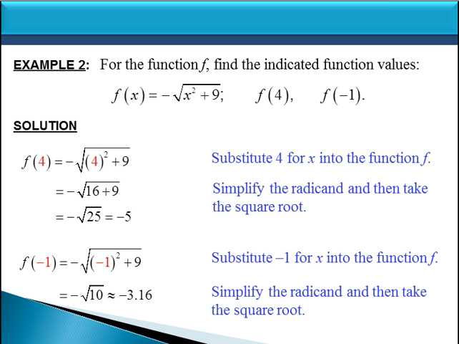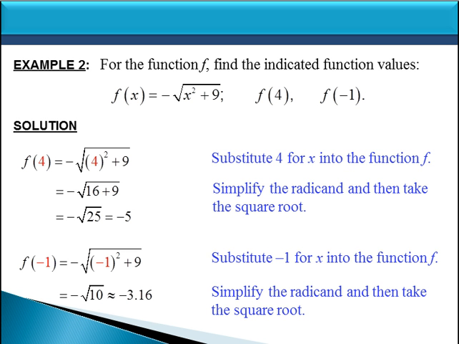And when you square -1, you get +1. You add 9 to that, you get 10. So we have negative square root of 10. Of course, 10 is not a perfect square. There's not a whole number that you could square to get 10.